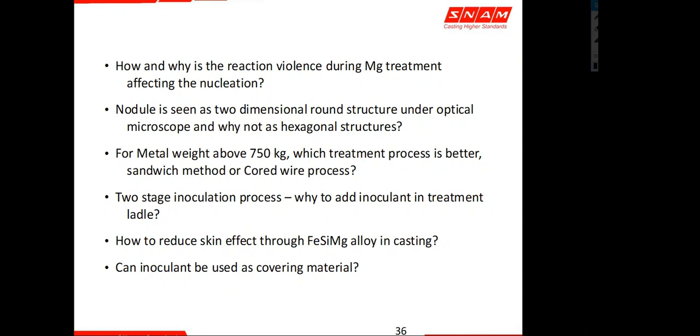So either of these two processes use the same material, and it depends on what the foundry suits, what the foundry selects. In India, the most prevalent method is the sandwich method, and the sandwich method and cold wire method have their own advantages and disadvantages. Like the cold wire process, we've got good control over the addition rate, but the process is costly, and the entire layout is controlled by the cold wire setup, where you have got a separate setup.